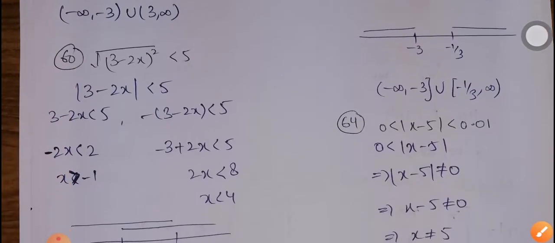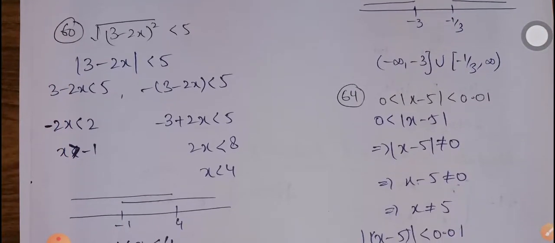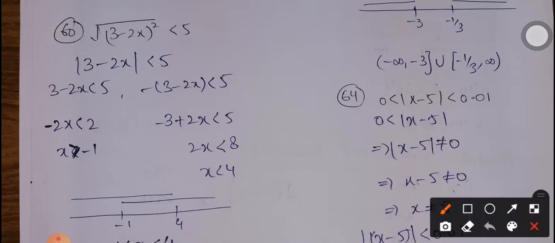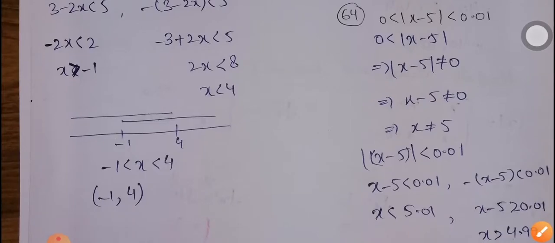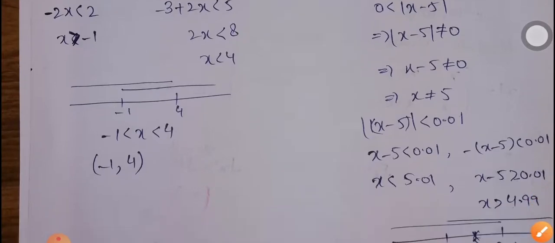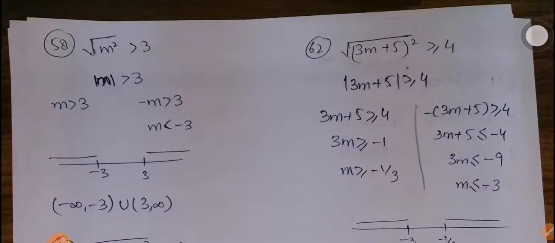Next we have question number 60. The square root of (3 minus 2x) whole squared is less than 5. So again we replace it with the absolute value of 3 minus 2x less than 5. We will take it one time positive, one time negative, and the solution is going to be x greater than minus 1 and less than 4. So greater than minus 1 and less than 4 means we have a single interval, minus 1 to 4.